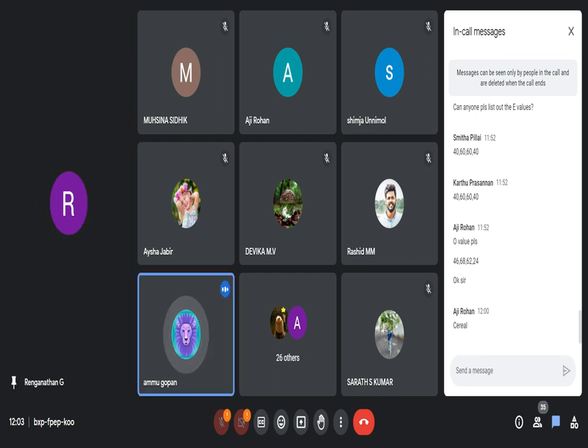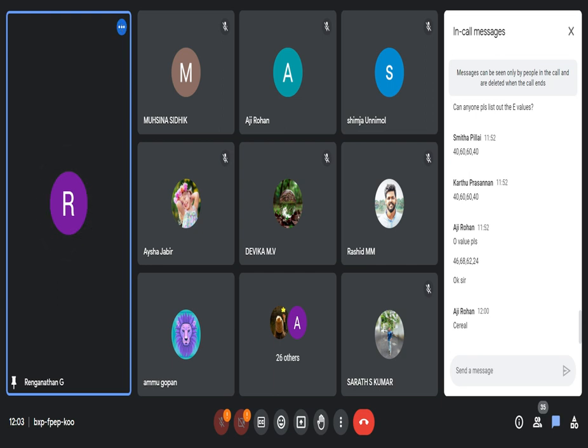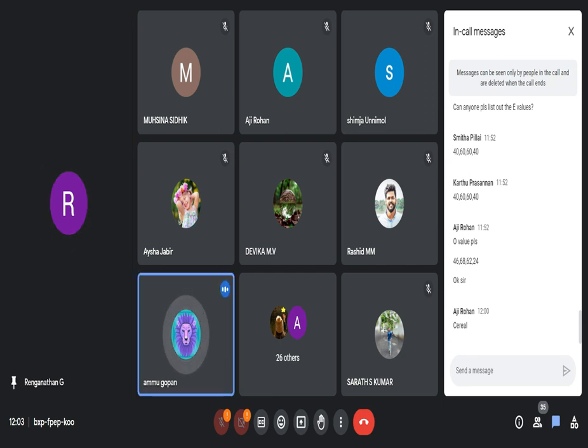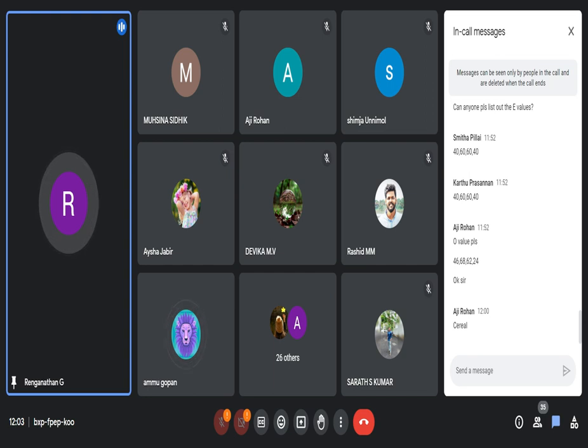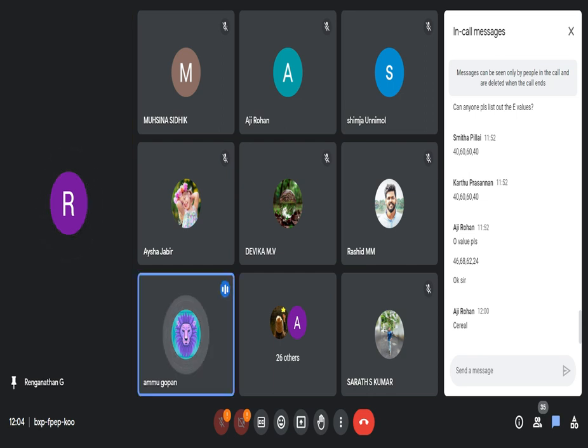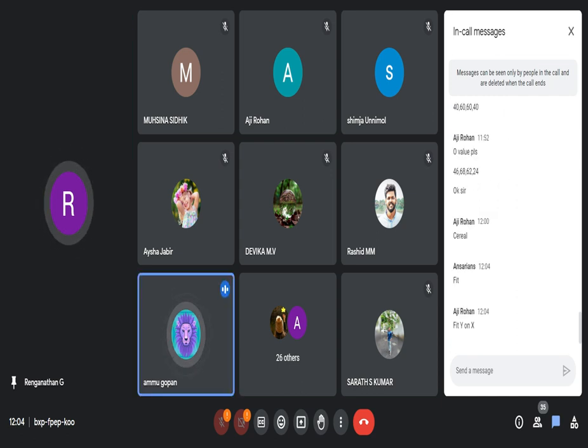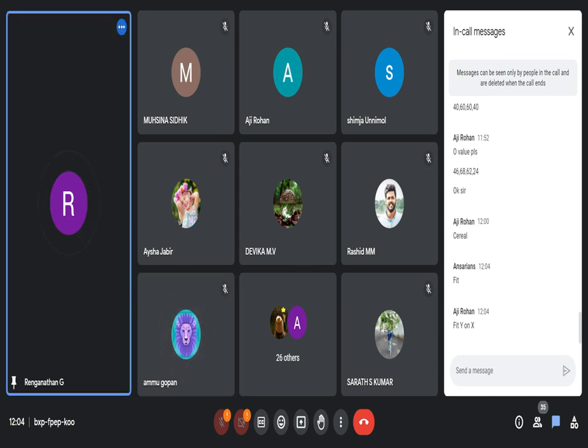Did you say fit Y on X? I will explain it later. This is a part of the question: fit Y on X regression equation. What does Y on X mean? It's a part of the regression equation. Y on X regression equation, and then test validity using ANOVA. Is the question clear to everybody?